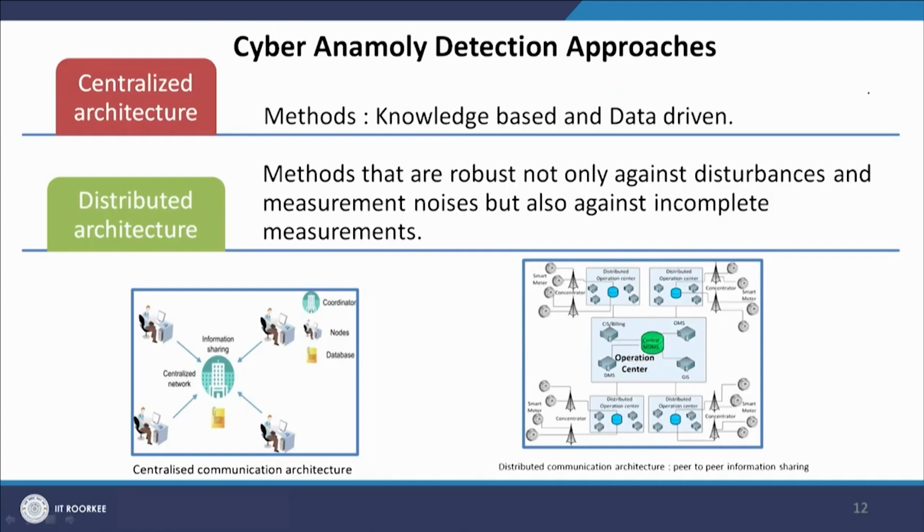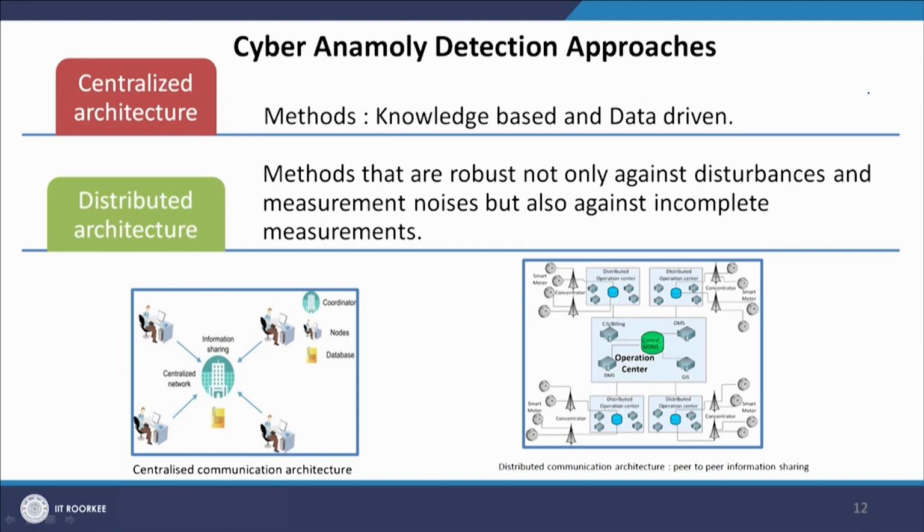Now, how do you detect those anomalies? So, cyber anomaly detection approaches. There is first a centralized architecture, and you can also have a distributed architecture to understand those. If you understand the centralized architecture, the methods are knowledge based and data driven. However, in case of distributed architecture, the methods are robust not only against disturbances and measurement noises, but also against incomplete measurements.